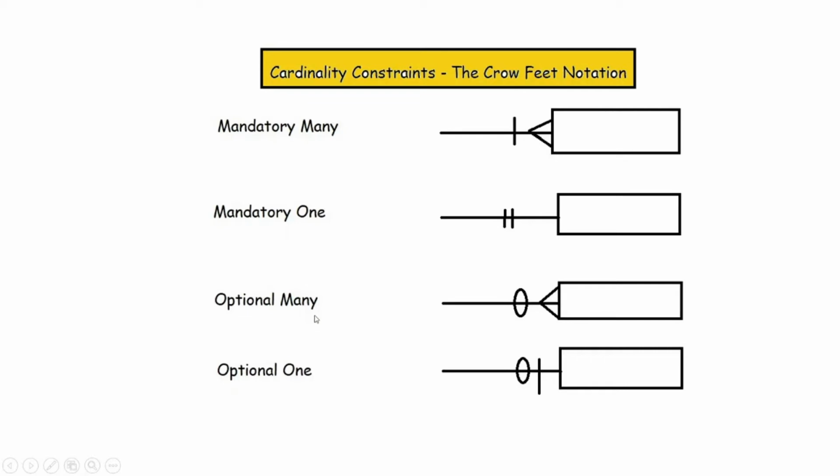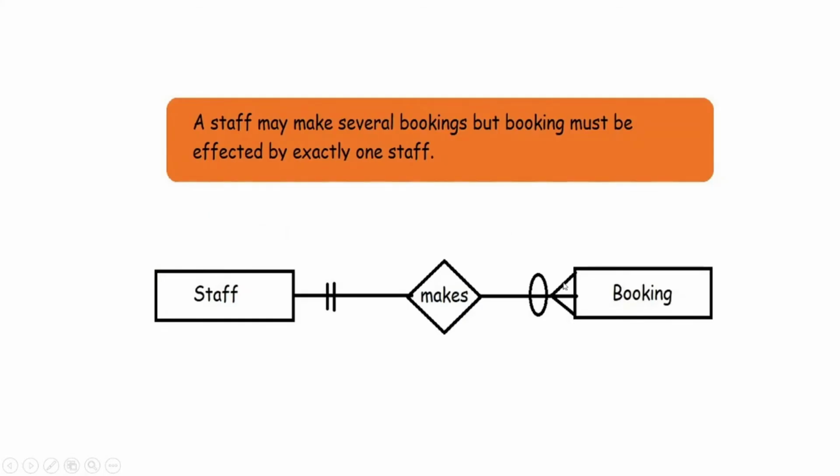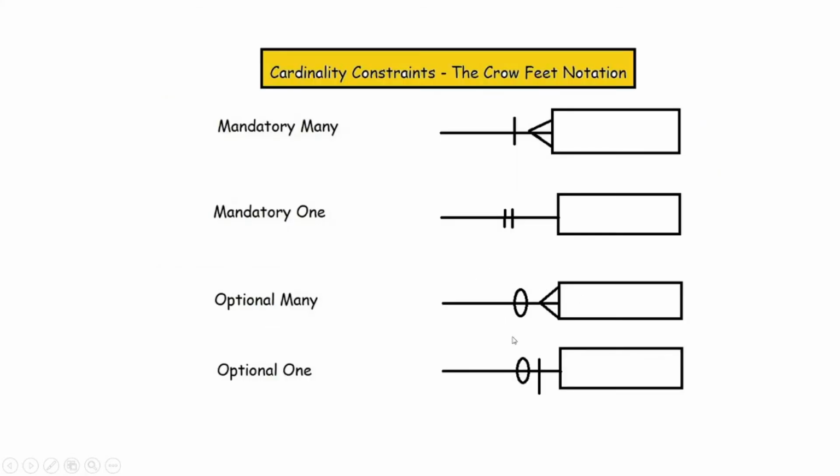Optional many. As the word says optional, we have an O which is represented here. Then many, it's the crow feet. Optional many means it may occur or it may not occur, which means that this entity may happen. And since we have this crow feet here, it may happen many times. So when we have the word may or can, we know that it has to have the O in front.